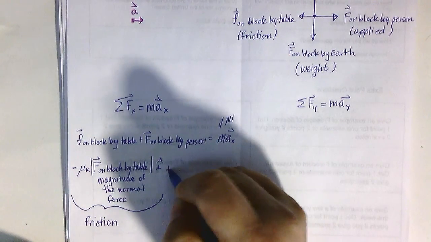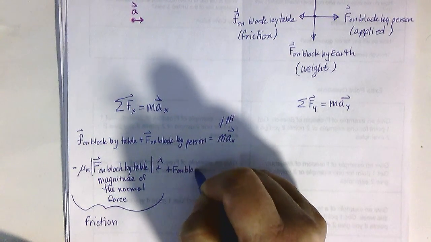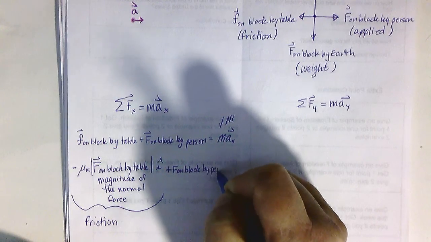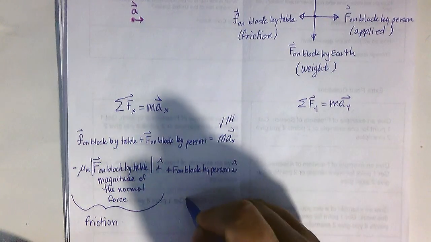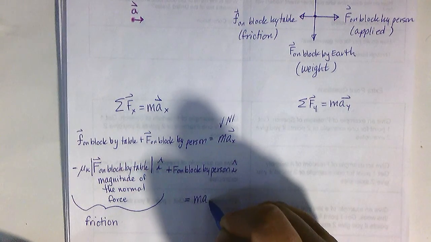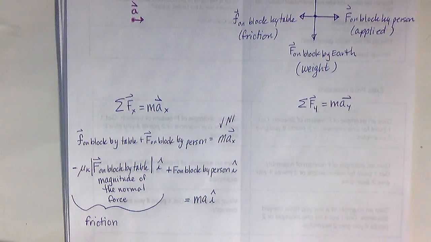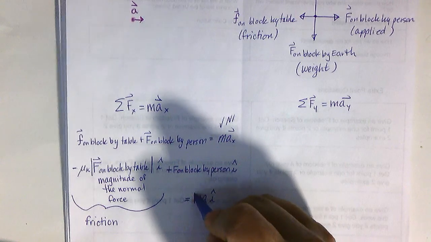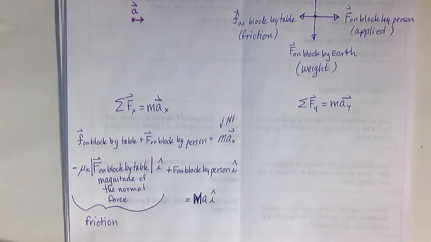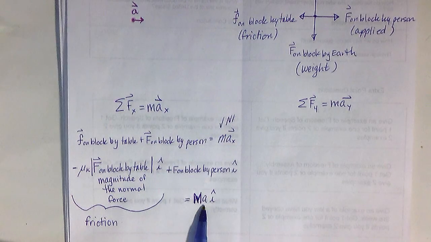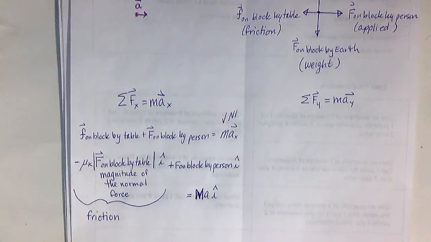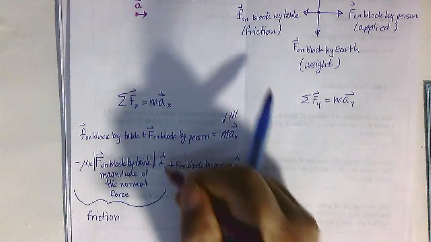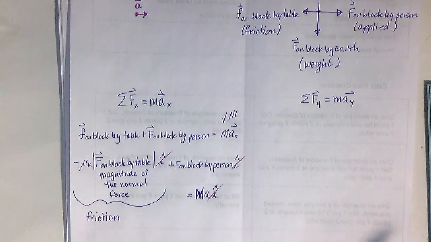So now we're going to add force on block by person, and that's going in the i hat direction. That's going to be equal to ma i hat. And I'm going to substitute in the capital M, since I've already substituted in the a from the problem. Okay, we're going to cross out our unit vectors. And now we're going to solve for the unknown.